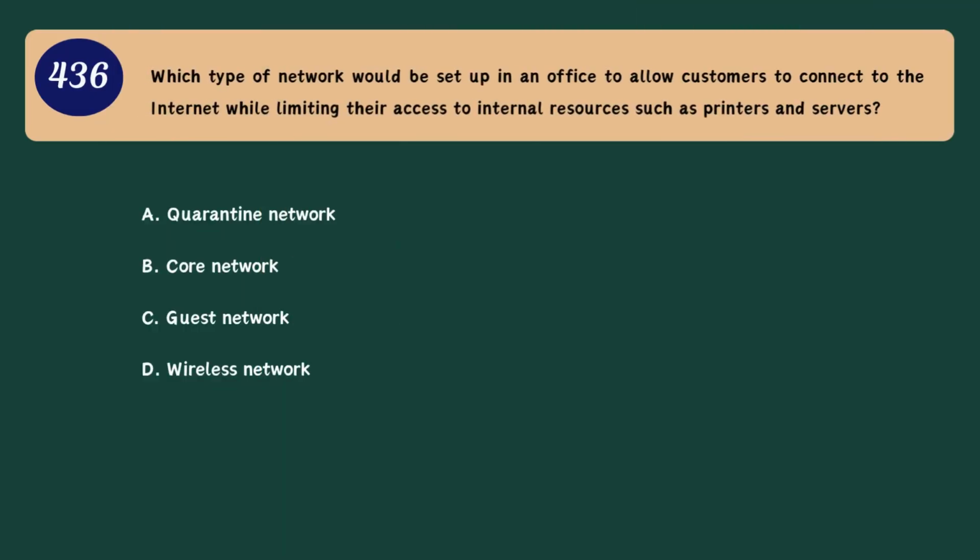Question 436. Which type of network would be set up in an office to allow customers to connect to the internet while limiting their access to internal resources such as printers and servers? A. Quarantine network. B. Core network. C. Guest network. D. Wireless network.